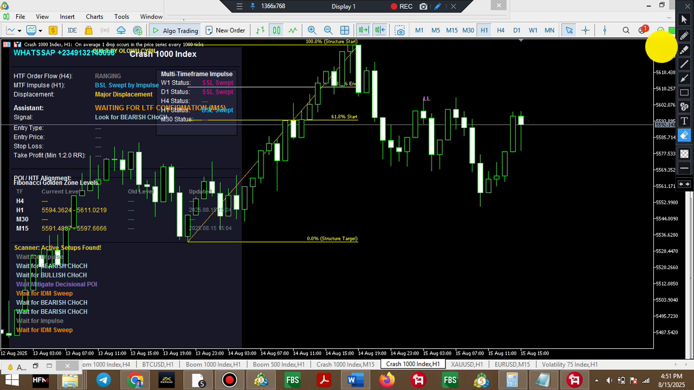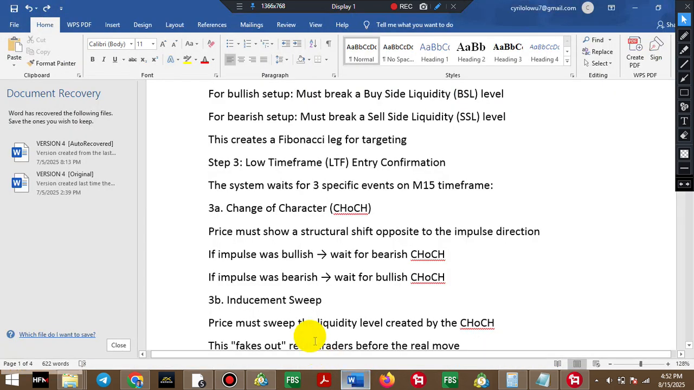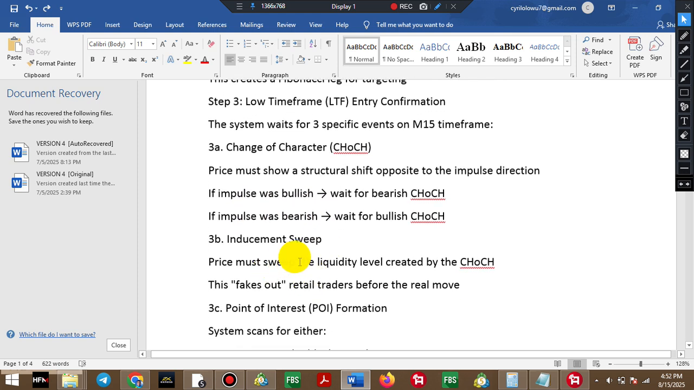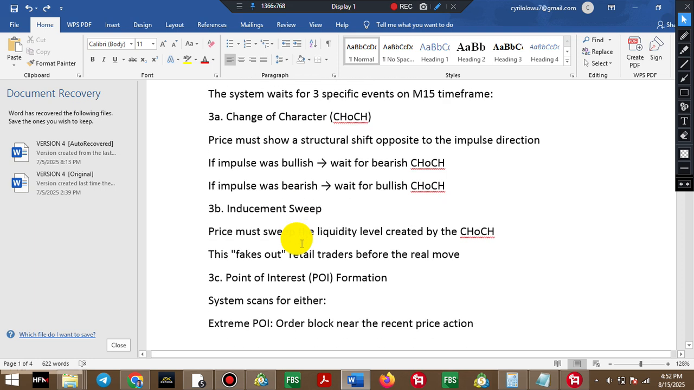So we are talking about the entry level based on the software. Though I think I shifted a bit from the main topic, it's still in line, because at the end of the day, we're still going to talk about the manual approach. So the lower time frame, then look for a sweep of liquidity, inducement. After it has gotten a change of character, the next thing it targets is what? Inducement. There is an inducement detector in the system.